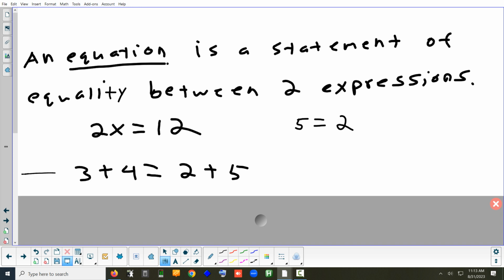How about this one? That's an equation that is true. Does anyone know the name for an equation that is always true? That's an identity. So we have an identity, and we have a contradiction.